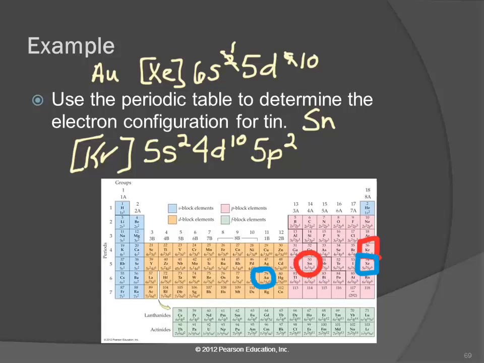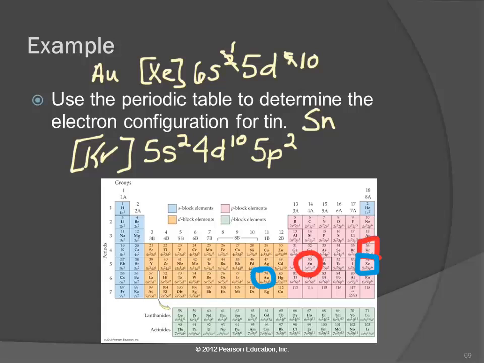Yes? So just going back to this, the only time a d steals from an s is if it wants to be half full or completely full? Right. d will steal an s electron to be either half full or completely full. Because it makes it more stable. It makes it lower energy overall. So if there's already 6 in d, that's... It's only when it's 4 and 9, pretty much, yeah. Let me zoom in there.